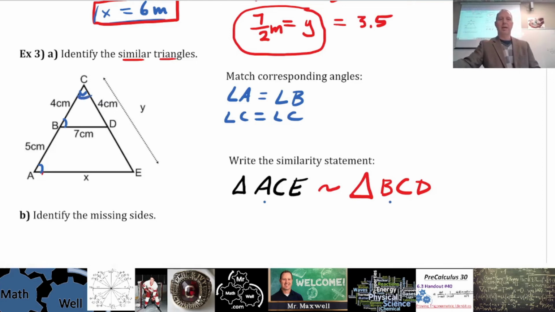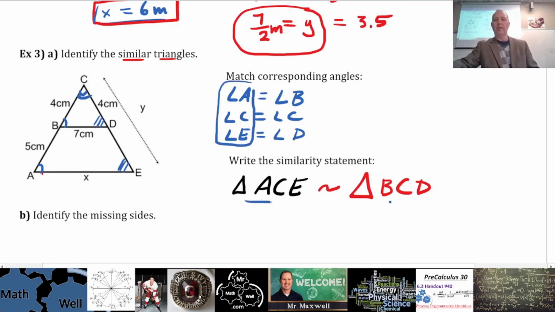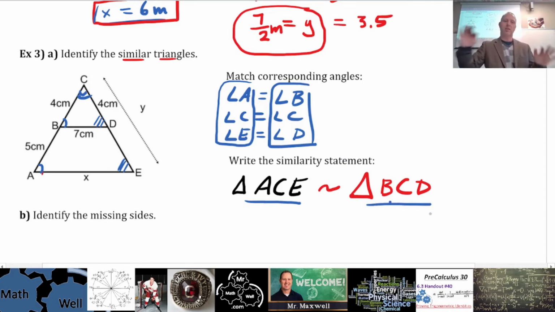Okay, and finally, angle ACE is corresponding to angle D. That's right. So you have this angle and this angle. And so if you do the angles first, then you just look at the order of angles and you go like this: ACE, that's triangle ACE, and triangle BCD. So that helps you write your similarity statement if you get those angles in the right order. That's another way to do it.